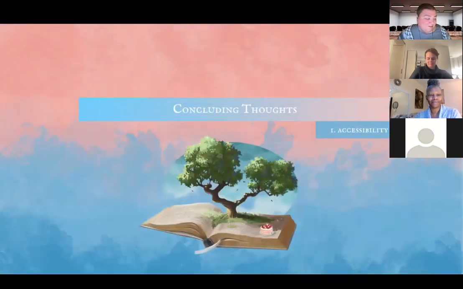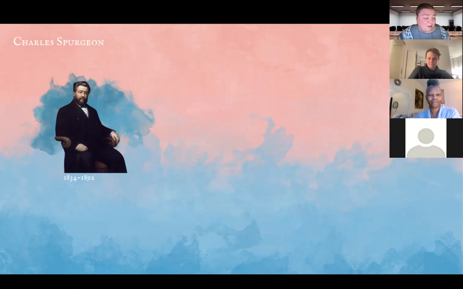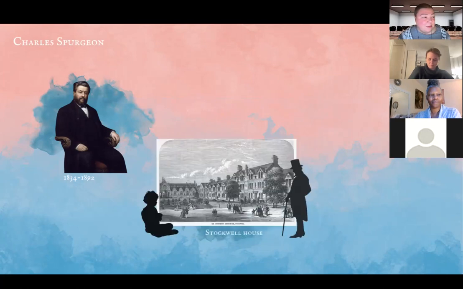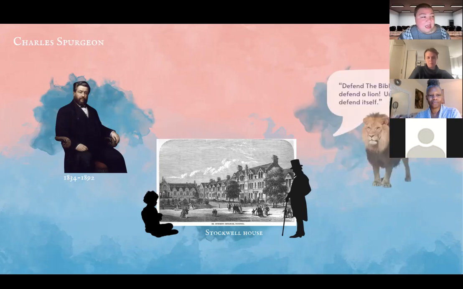Charles Spurgeon was an English pastor and preacher in the 1800s. He was passionate about the poor of Victorian London. He built an almshouse, an orphanage there, and encouraged his congregation to actively engage with the marginalized. He has a famous quote which goes, "Defend the Bible? I would as soon defend a lion. Unchain it, and it will defend itself."